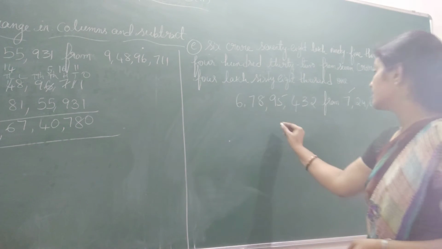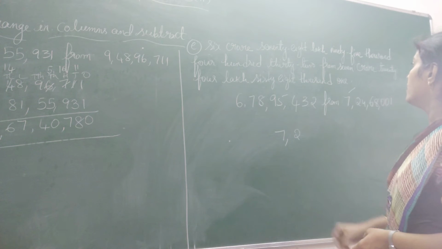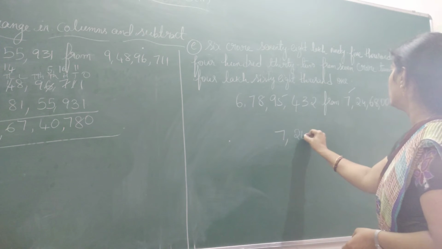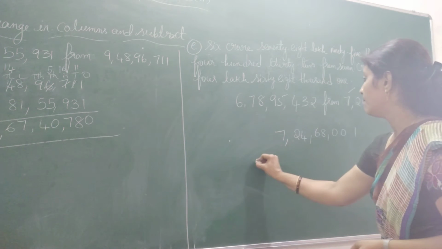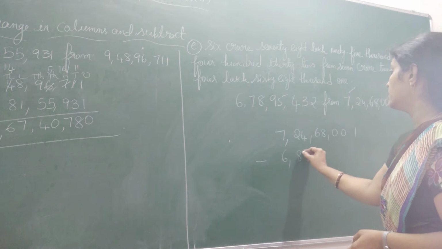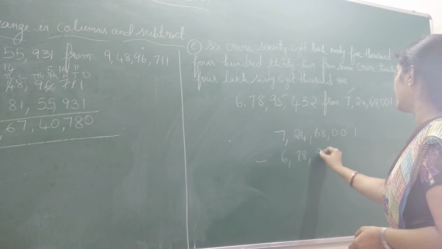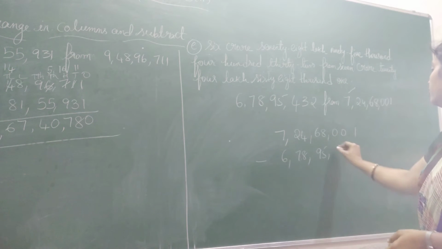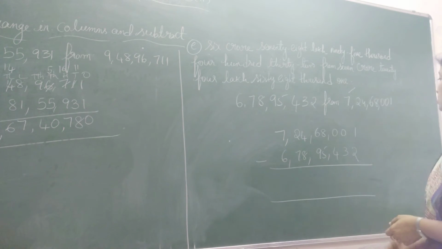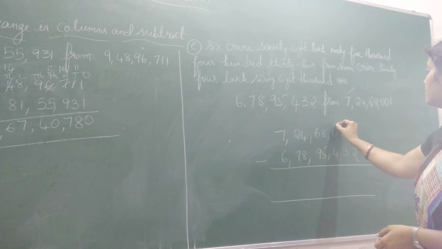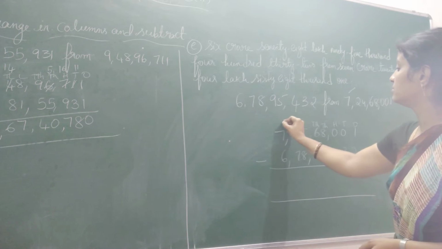Now let us start subtracting. 7 crore 24 lakh 68,001. Yes, minus 6 crore 78 lakhs 95,432. Start doing subtraction. That is 1, 10, 100, 1,000, 10,000, lakhs, 10 lakhs, crores.